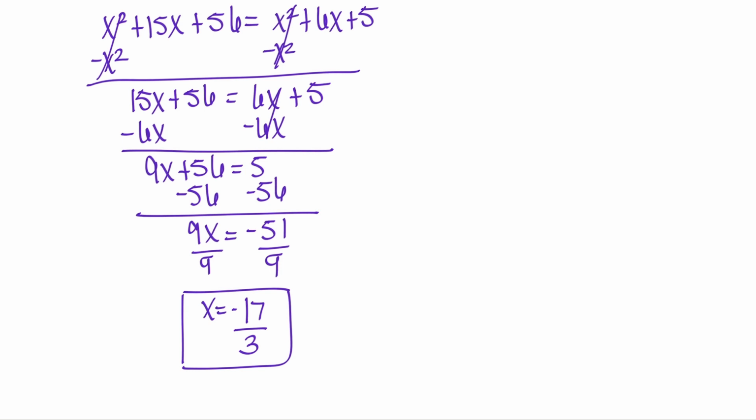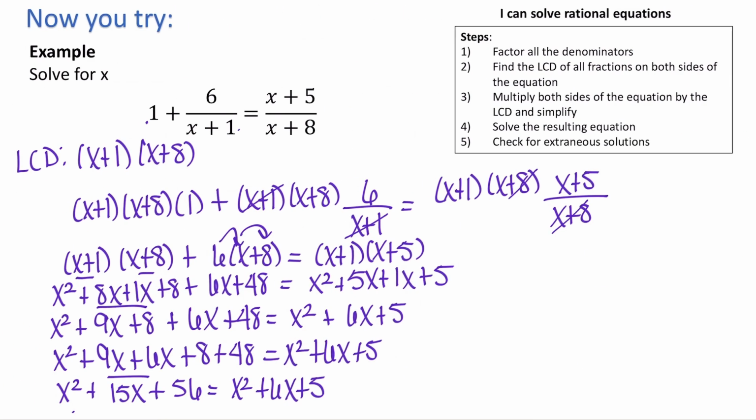Subtract 56 from both sides, which gives us 9x equals negative 51. Divide both sides by 9, and so we can reduce that fraction. Both of these are divisible by 3. So that's how we get that 17 over 3. Okay, so negative 17 over 3 is the answer. We always want to go back and check.